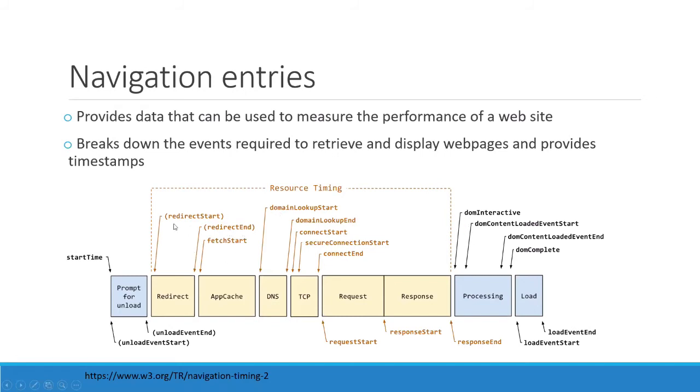All these properties actually are timestamps during this timeline. For example, when you do the request, you have this orange one here, request start, and then when the response starts, you've got the response start timestamp in here. And all these timestamps are available on the navigation entry. Let's see how we can get those.